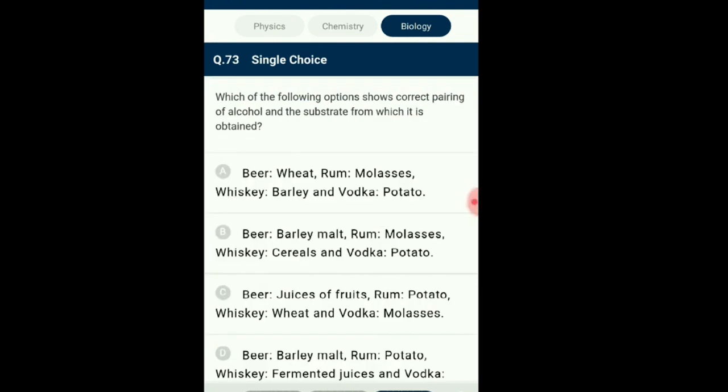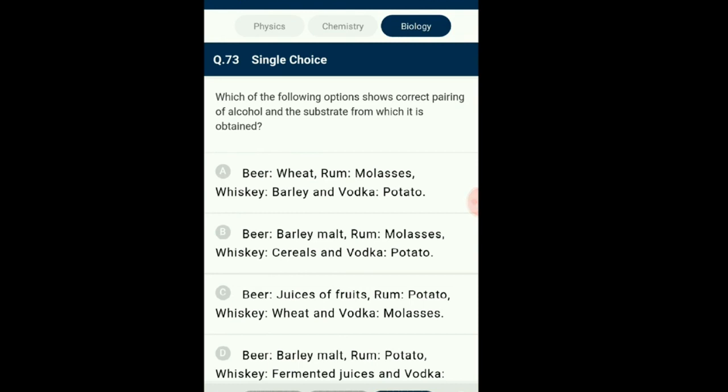Question number 73. Which of the following options shows correct pairing of alcohol and the substrate from which it is obtained? Microbes are used on a large scale in industries to make several products including beverages, antibiotics, etc. Alcoholic beverages like wine, beer, whiskey, brandy or rum are produced by the action of the microbe yeast on the substrate. Ethanol is produced by the action of yeast Saccharomyces cerevisiae on malted cereals and fruit juices.